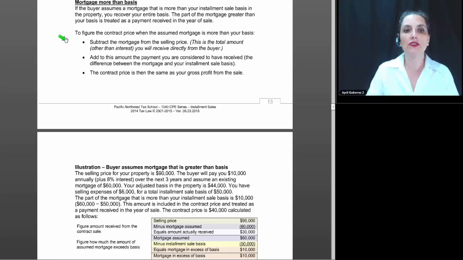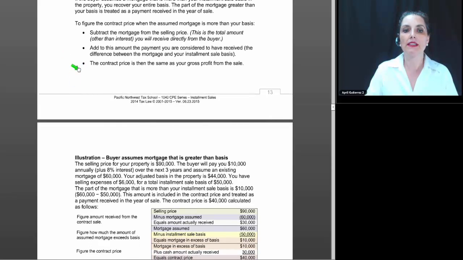To figure the contract price when the assumed mortgage is more than your basis, you subtract the mortgage from the selling price. This is the total amount other than interest that you will receive directly from the buyer. Add to this amount the payment that you are considered to have received, which is the difference between the mortgage and your installment sale basis, and then the contract price is the same as your gross profit from the sale.